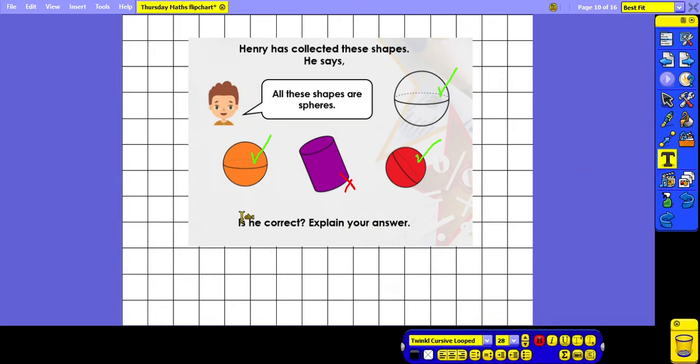So the question is asking if Henry is correct. We know that Henry is incorrect. Remember, he thinks they are all spheres. So Henry is incorrect because one of the shapes is a cylinder.